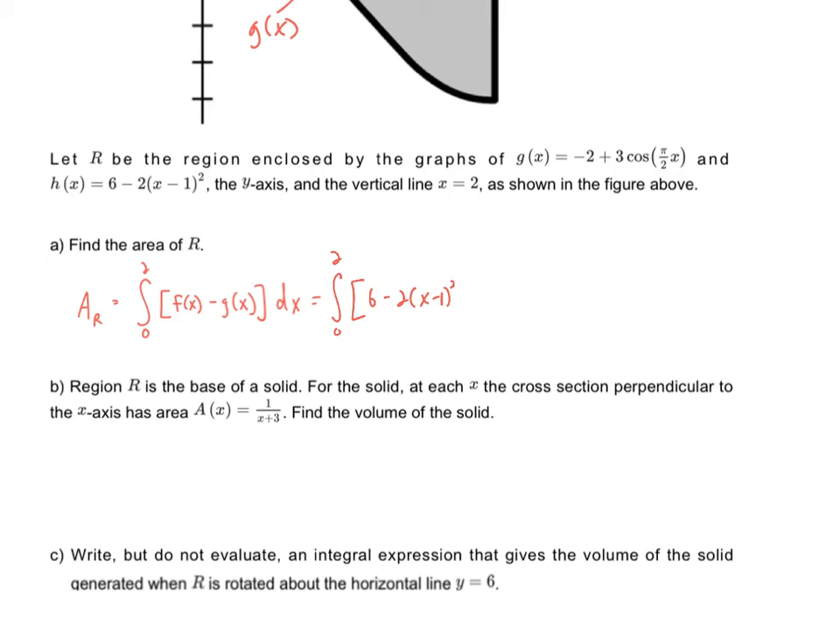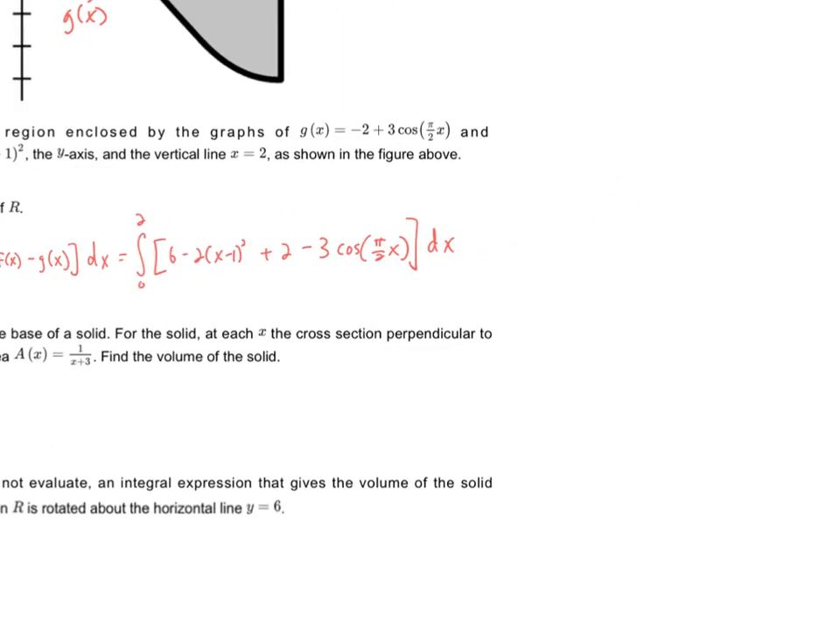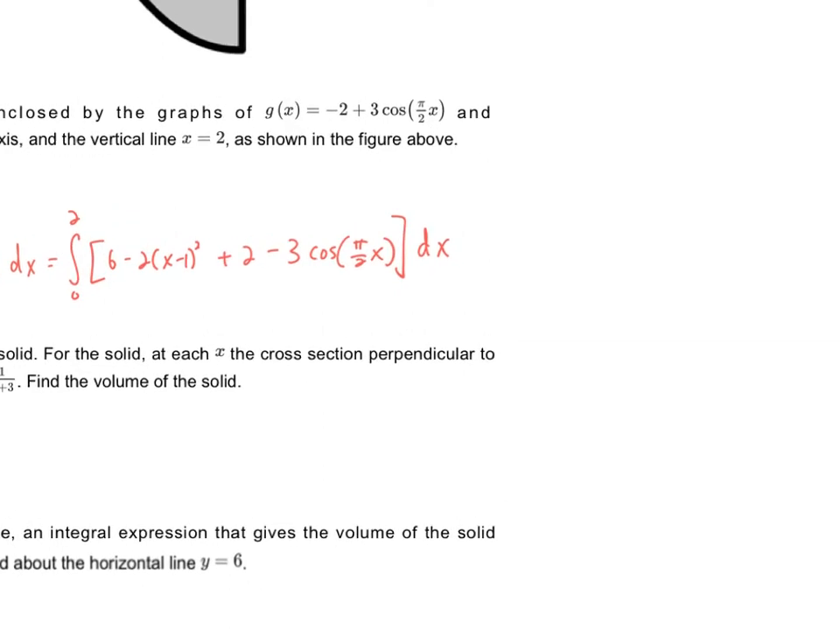So that's f of x, and then minus g of x really ends up being plus 2 minus 3. Like that. Okay, so we'll do... Okay, and then just keep in mind, these together are 8, so this is really 8 plus the rest of that. So let's do that. So the integral of 8 is 8x.